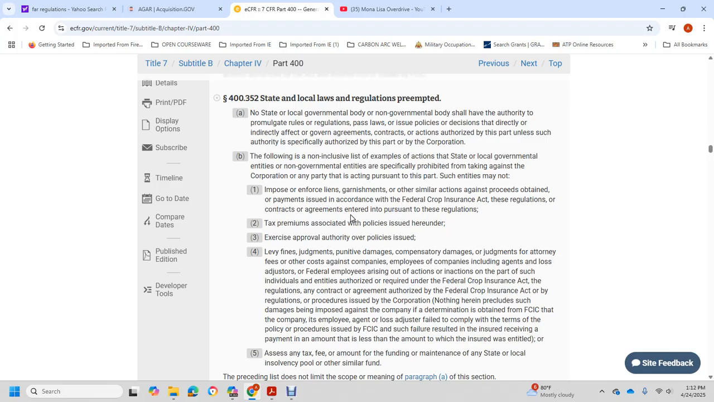Nothing herein shall preclude damages being imposed against the company, or the termination of the same Federal Crop Insurance company, its employee, for failure to comply with the terms of the policy and procedure of the Federal Crop Insurance Company.